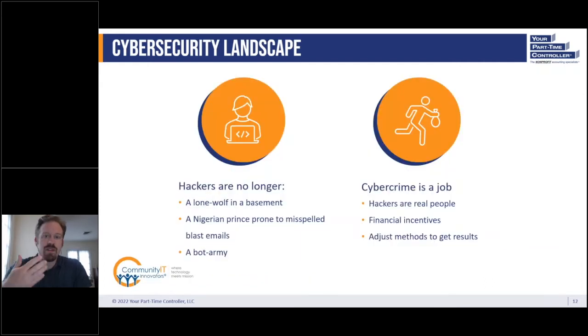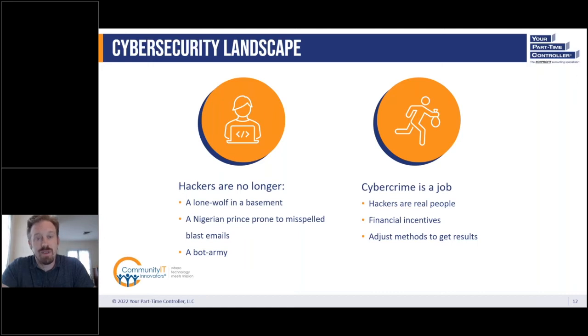So as part of understanding the cyber landscape, I think it is important to understand that our stereotypical view of hackers is no longer some kid in the basement or a Nigerian prince prone to misspelled names or just this faceless bot army, but cybercrime is a job. It's a living. And so there are people on the other end of the computers that are launching these phishing campaigns, handling these spear phishing engagements, interacting with people once they've started a relationship. And they're doing it because there's a financial incentive.